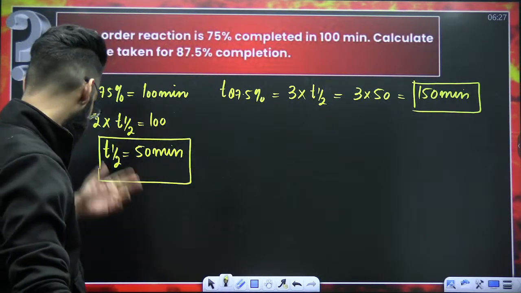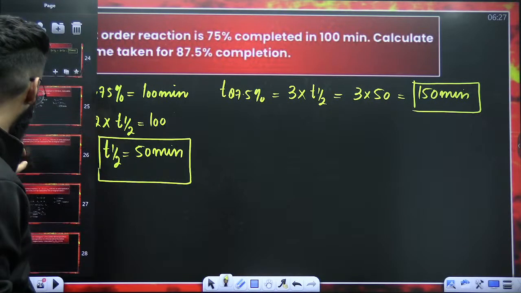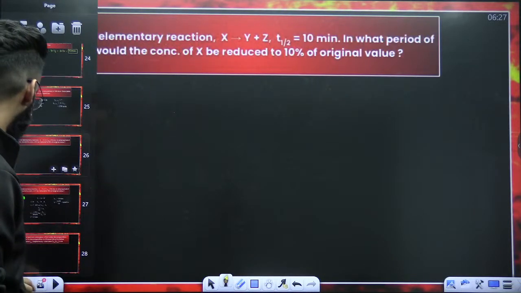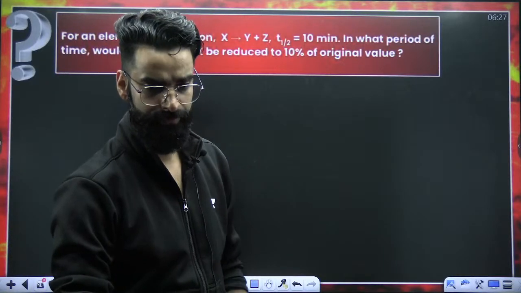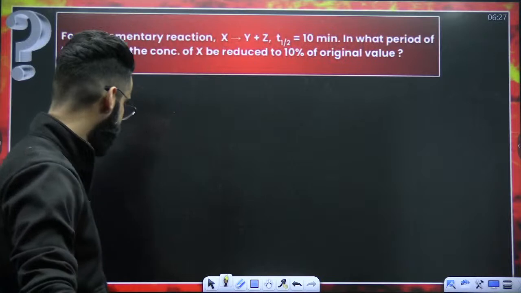Right, people? Let's do a few more questions. Then we'll move on to basically a few more characteristics of the first order, right? Look at this particular question.